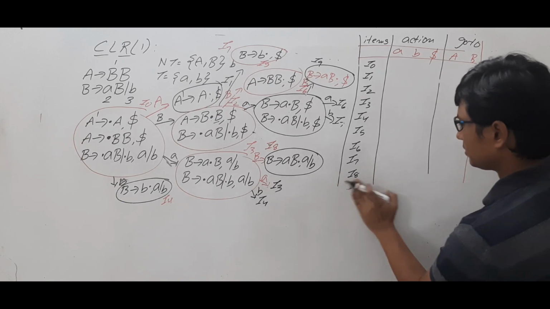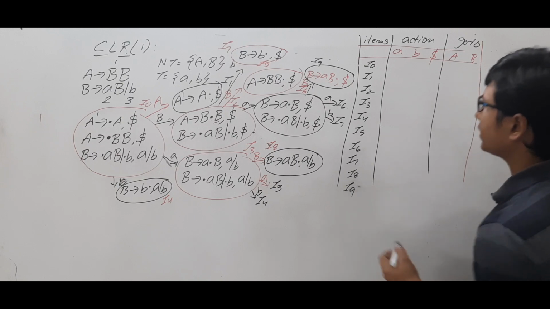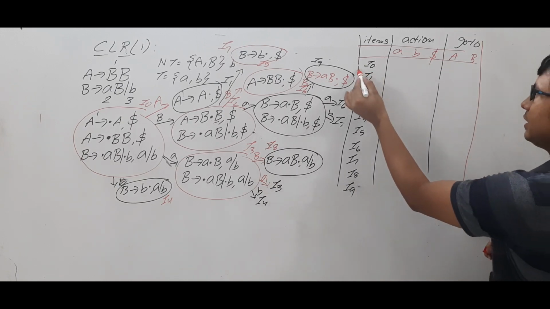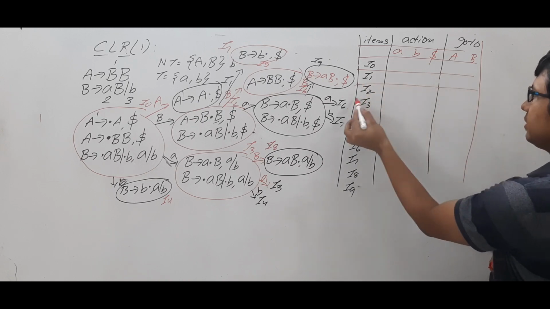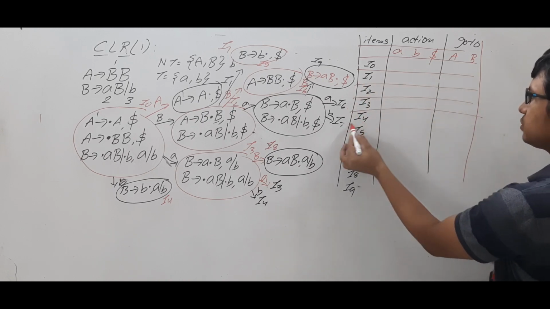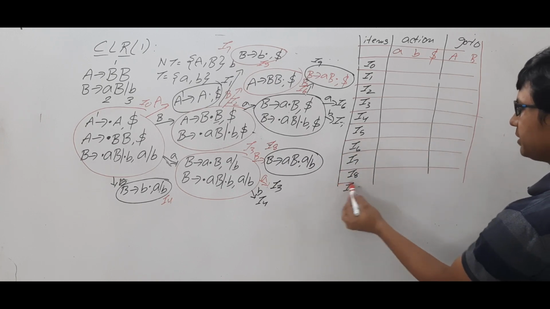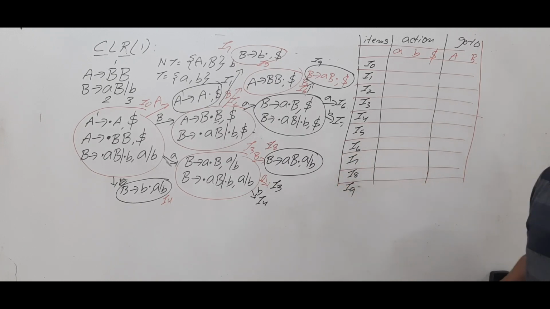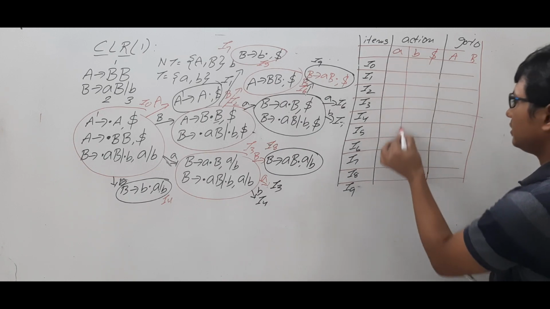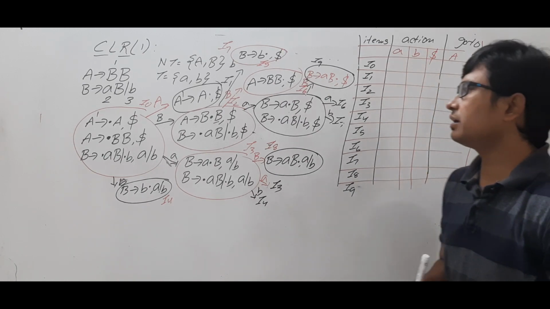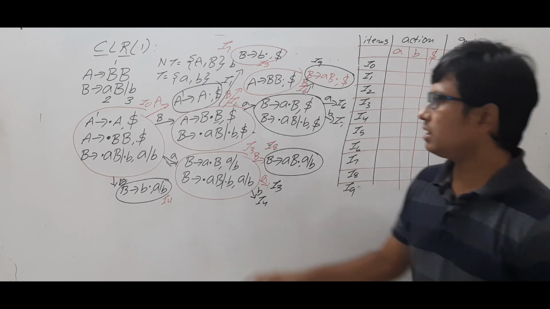Let me give some space. Now, let me draw the line so that you will not get confused. Sometimes there is a chance that I may also get confused, because these are big tables. There is a chance for everyone to get confused. Is it clear?